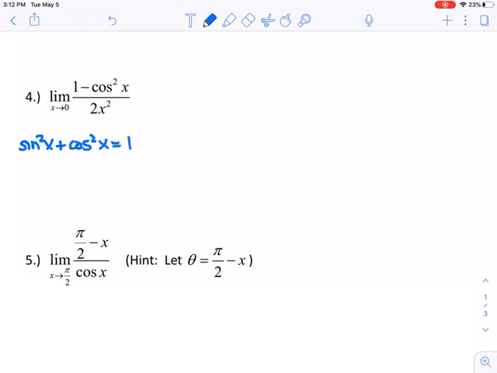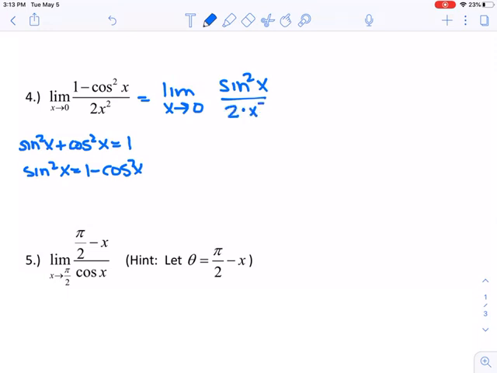So if that's the case, then I could go ahead and subtract that cosine squared from both sides, and I'm going to have that sine squared is equal to 1 minus cosine squared. So some of my trig way back in my old chapters is coming back to help me out, which means I can go ahead and replace my numerator with sine squared. So I'm going to rewrite this as the limit as x approaches 0 of sine squared of x over 2 times x squared.